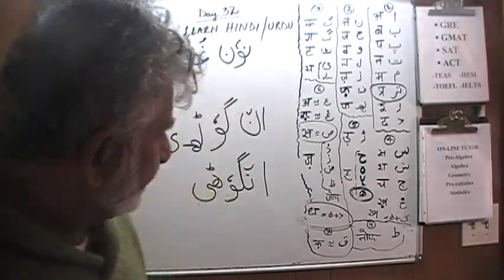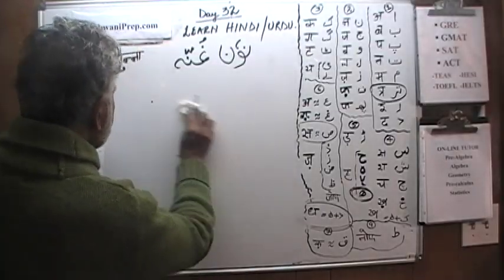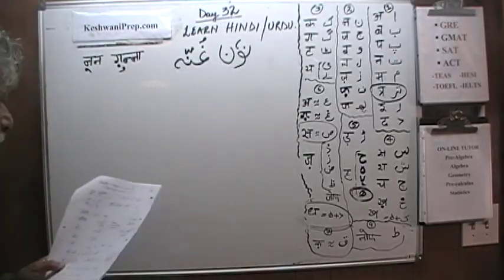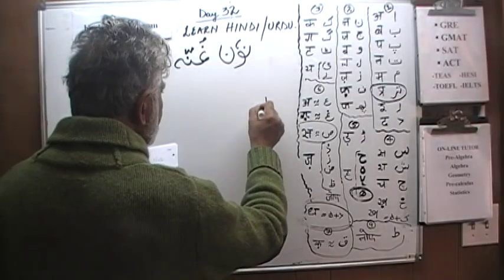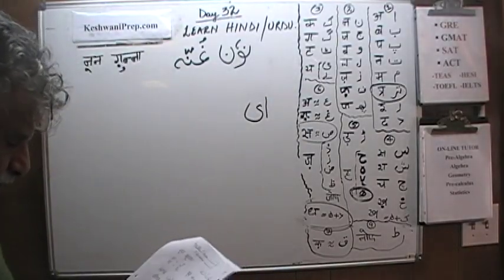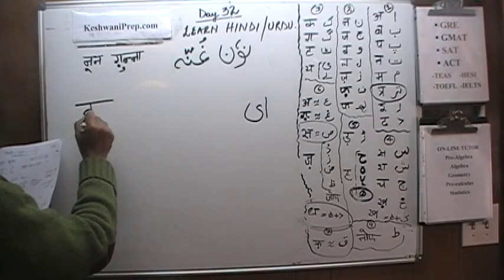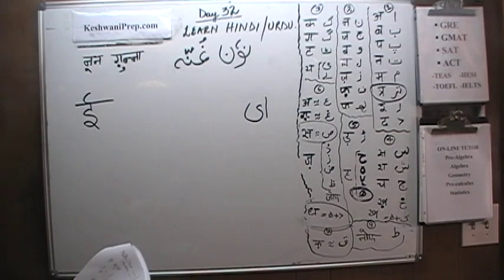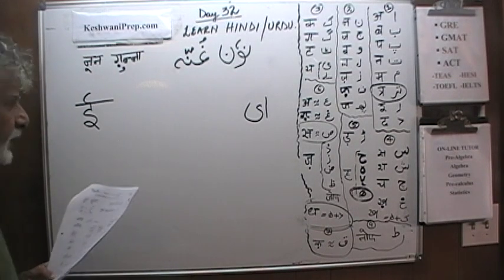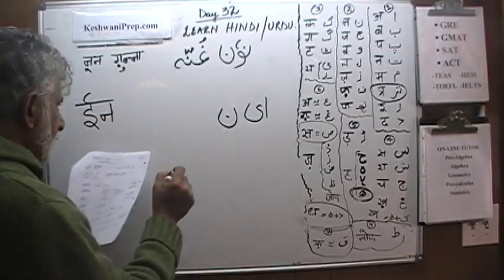Let's do one more, shall we? Here is alif and a choti. That gives us a badi ki matra, e. Badi ki matra, that looks like this. That's a e, badi ki matra. Then we have a na. And then we have a ta.